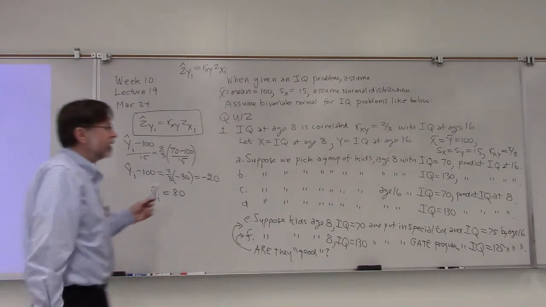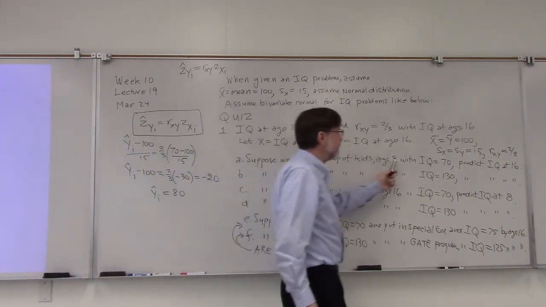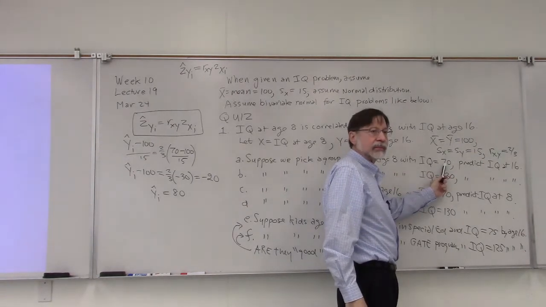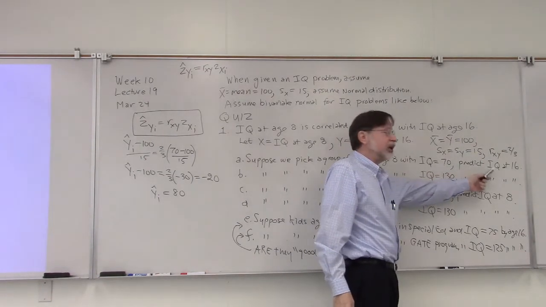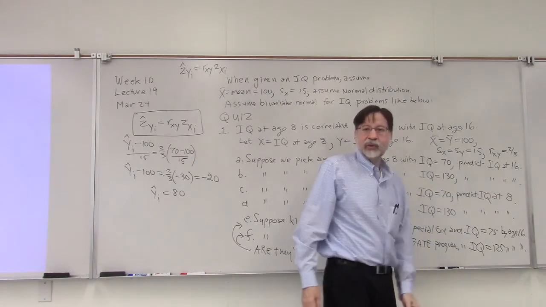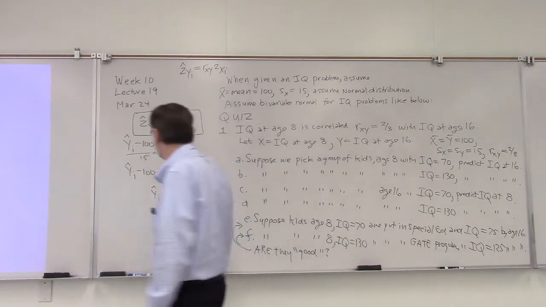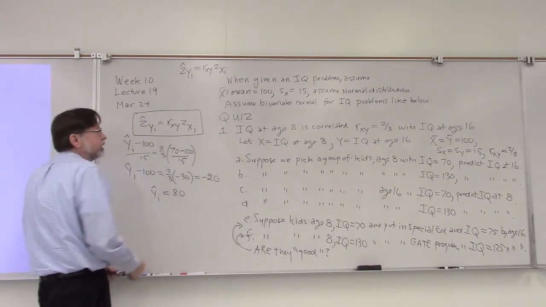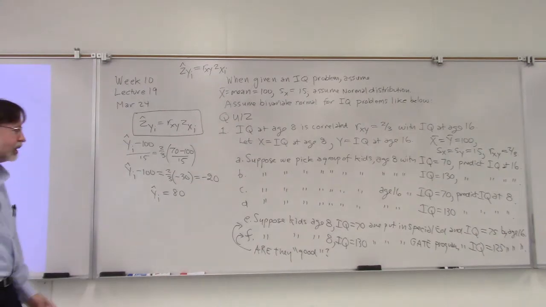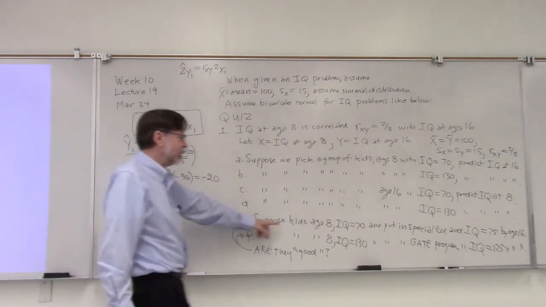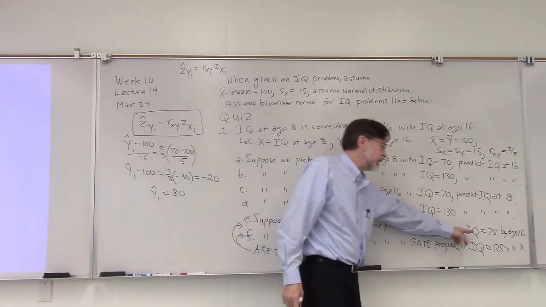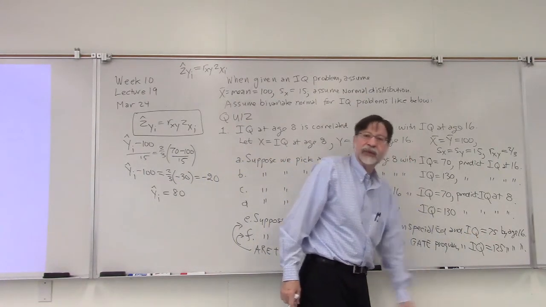So if you pick kids who at age 8 have IQs of 70, what do you expect them to do by age 16? Increase. Increase by how much? In this case, if the correlation is 2/3, you expect them to increase by 10 points. How about if we had a program where we took 8 kids whose IQs were 70, we put them in special ed and they went up to 75. Would that be a good program?